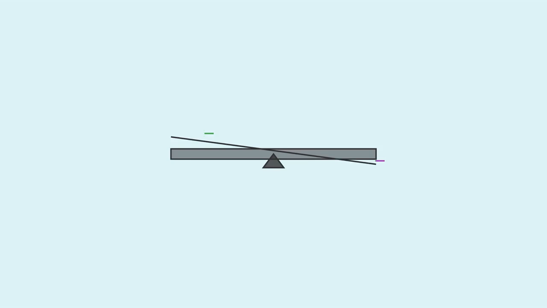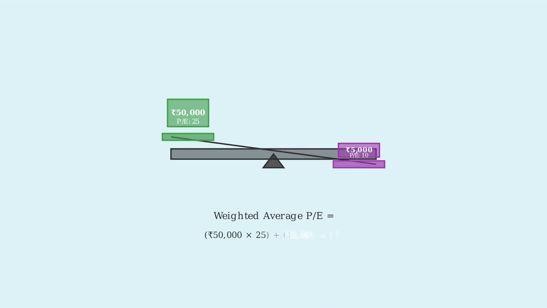Imagine a balance scale. The large investment acts like a heavy weight that has much more influence on the balance than the small investment. When calculating the weighted average PE, the 50,000 rupee investment gets much more weight in the calculation than the 5,000 rupee investment. This is exactly how portfolio PE ratio works. The watermelon investment dominates the portfolio's PE ratio because it represents the majority of your money, just like how a watermelon takes up most of the space in your fruit basket.